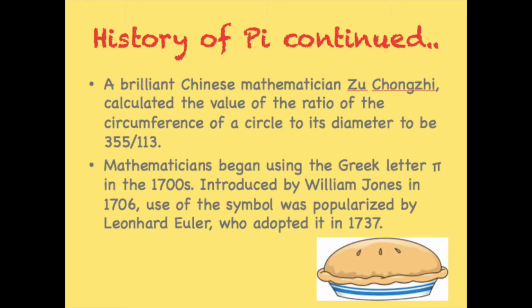A brilliant Chinese mathematician calculated the value of the ratio of the circumference of a circle to its diameter to be 355 over 113. Mathematicians began using the Greek letter in the 1700s. This was introduced by William Jones in 1706. The use of the symbol was popularized in 1737.